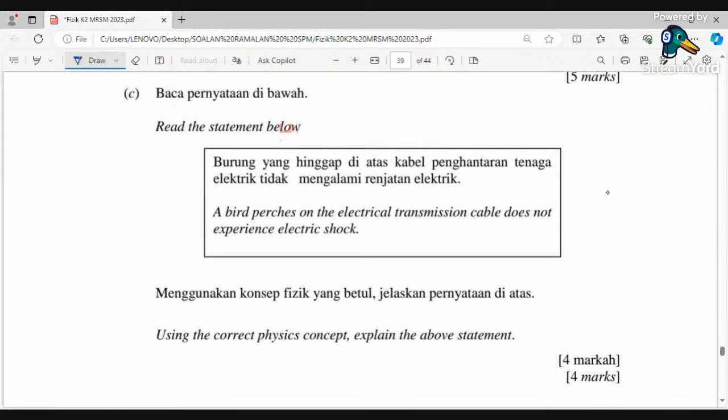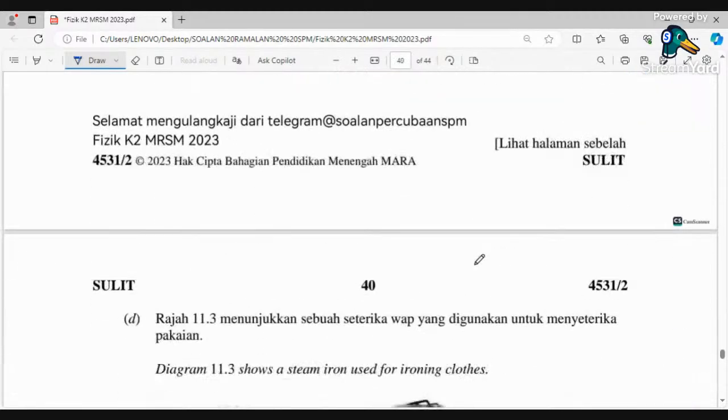Okay, you can see when the bird perches. Let's say this is the wire. Okay, the distance here is very small. So V is smaller. So current is smaller. Okay, resistance is smaller. So this causes the current to be small, so it does not cause any shock to the bird. You write the answer yourselves.